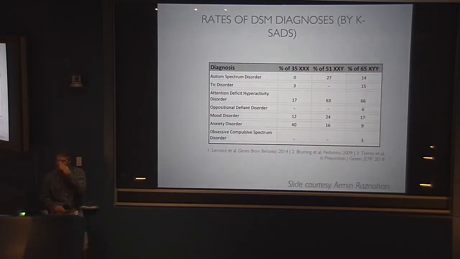But then if we ask what that is, we again see a variety of the diagnoses crop up. So for example, in this case, I'm comparing XXX, XXY, and XYY, so a single additional sex chromosome. And if you look at XXY, sorry, 21% have autism, 63% have ADHD, 24% mood disorders, 6% anxiety disorders. If you go to XYY, 14% autism, 66% ADHD, and you can go down the rest of this table as you read through it.